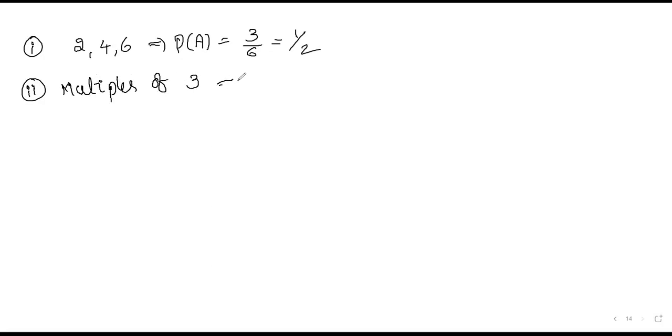Multiples of 3. What are the multiples of 3? 3 and 6, not more than that. So that is the probability. P of A is equal to, out of 6 outcomes, I have only 2 possibilities. Isn't it? So the probability is 1/3.